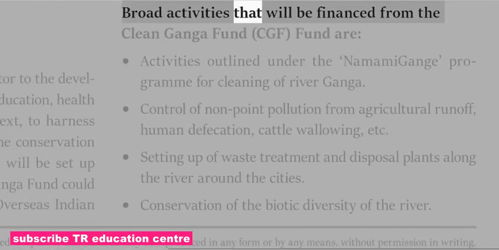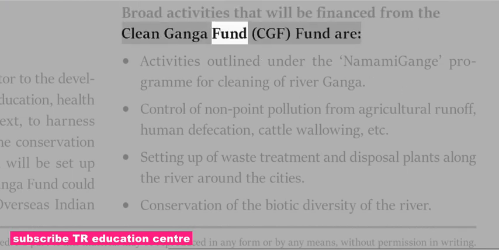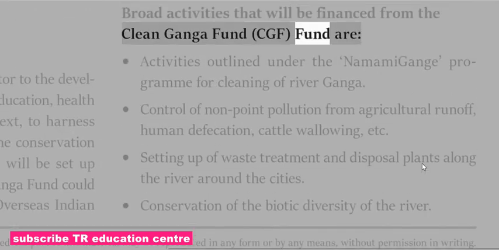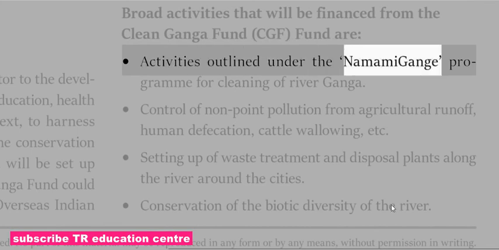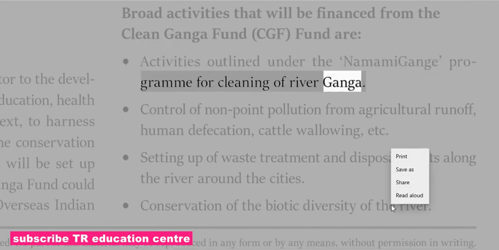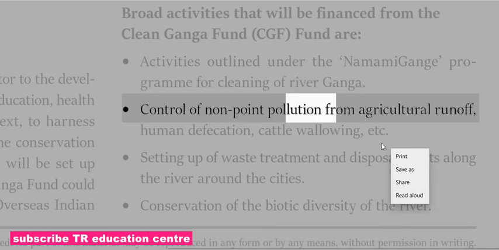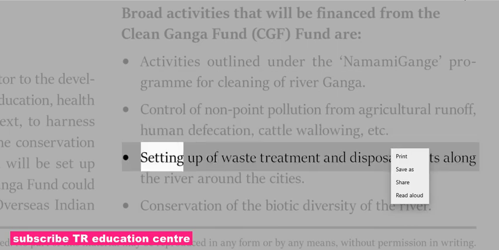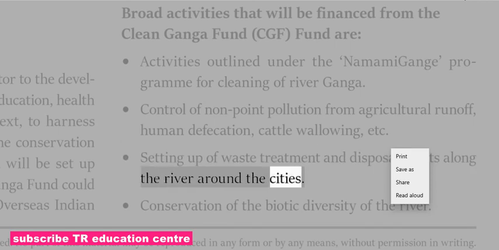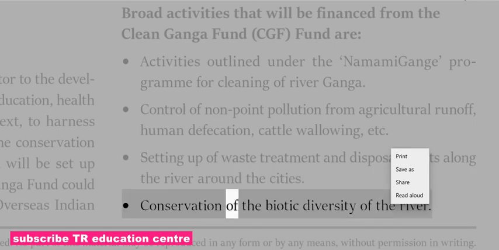Broad activities that will be financed from the Clean Ganga Fund, CGF, are: activities outlined under the Namami Gange program for cleaning of river Ganga. Control of non-point pollution from agricultural runoff, human defecation, cattle wallowing, etc. Setting up of waste treatment and disposal plants along the river around the cities. Conservation of the biotic diversity of the river.